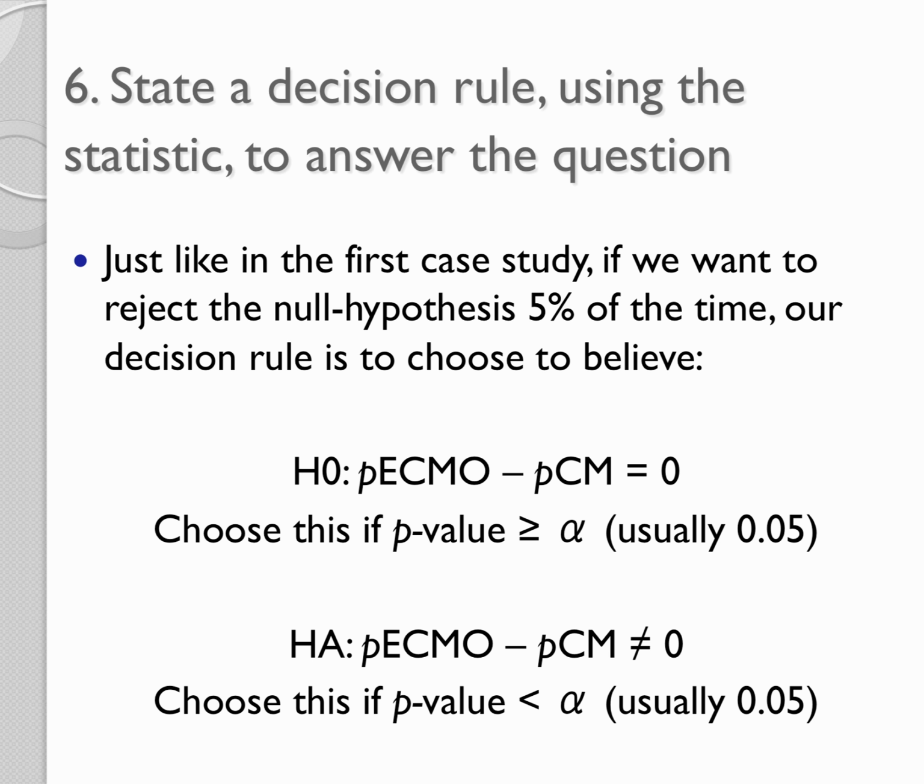Then we can state our decision rule using the statistic. And again, we're going back to our universal decision rule. Choosing the null hypothesis if our p-value is bigger than alpha. Choosing the alternative hypothesis if our p-value is smaller than alpha. And again, this is usually 0.05. Large p means we pick the null hypothesis. Small p means we pick the alternative hypothesis.